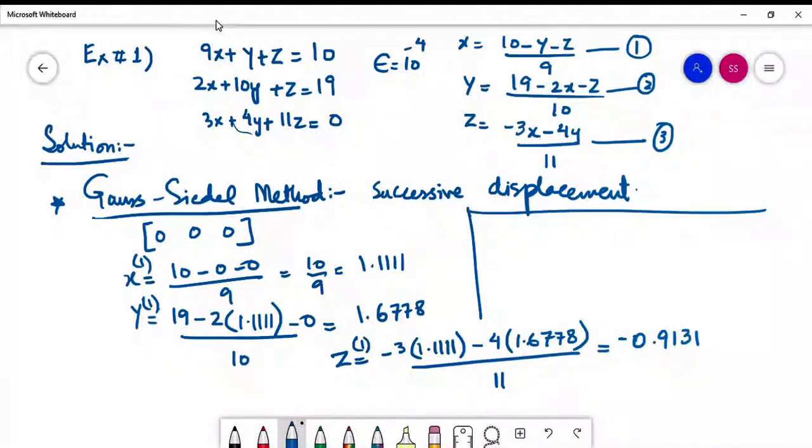For the second iteration you can use this pattern. x to the power 2 uses these modified values of y and z. So 10 minus 1.6778 plus 0.9131 divided by 9. So what will be the value? Let me calculate this. It converges fast toward the solution. So x for the second iteration is 1.0261.